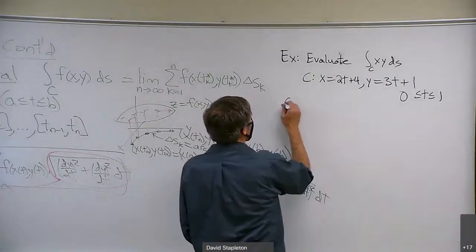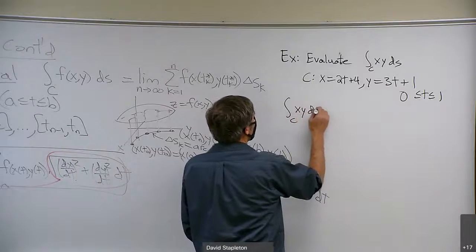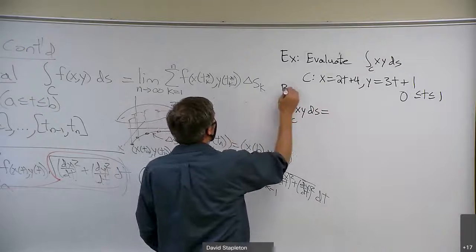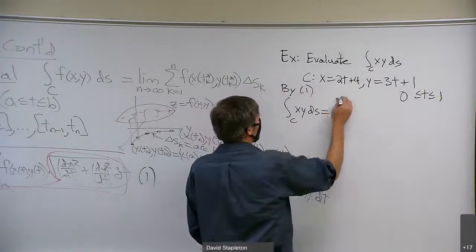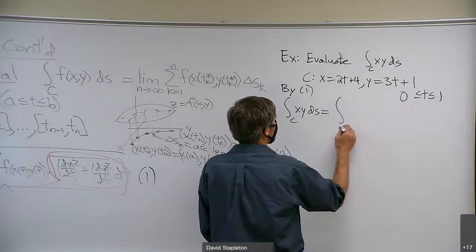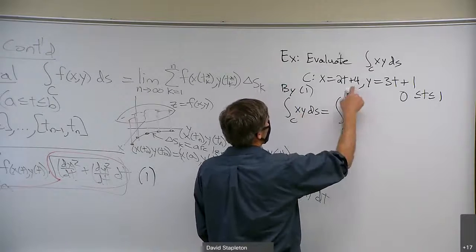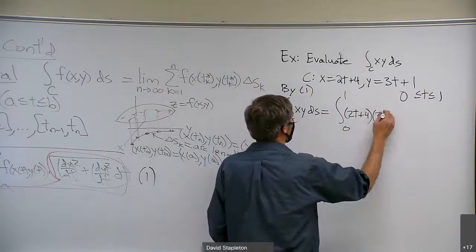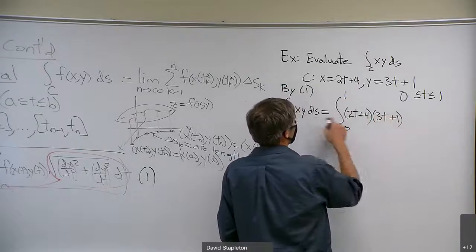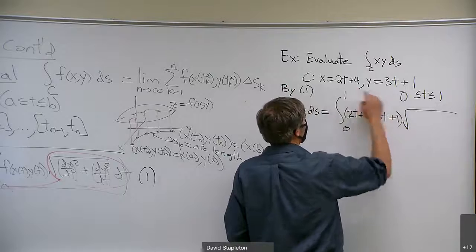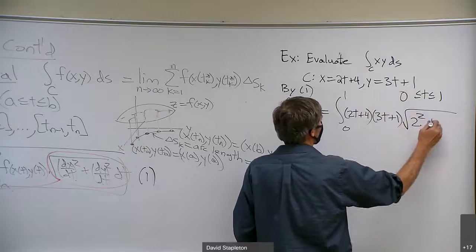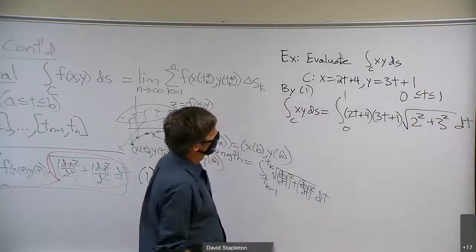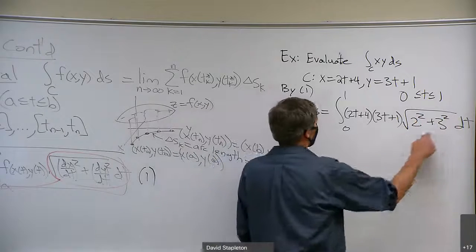What we do is we say that this line integral, if we call that equation 1, is the integral with t going between its two endpoints, 0 to 1. X written as a function of t is 2t plus 4. Y written as a function of t is 3t plus 1. And then what is ds? Well, it's the square root of dx/dt, which is 2, squared, plus dy/dt, which is 3, squared, dt. So it's just that integral. This is square root of 13.